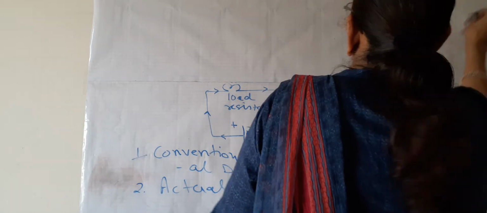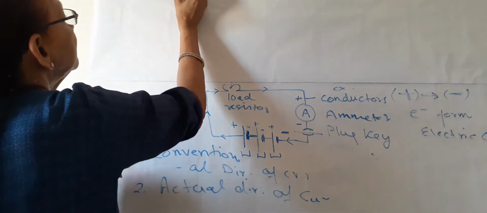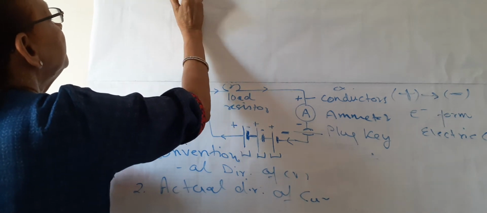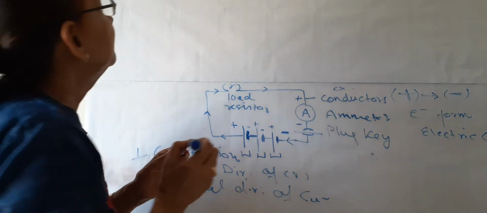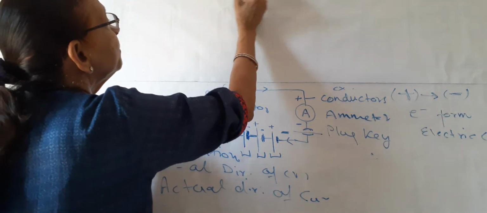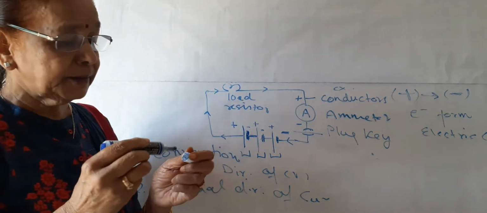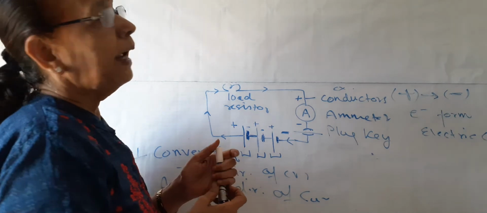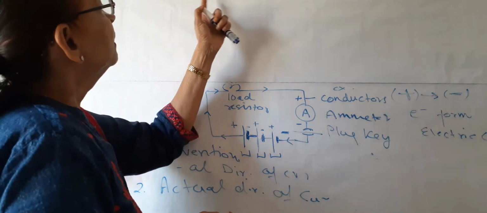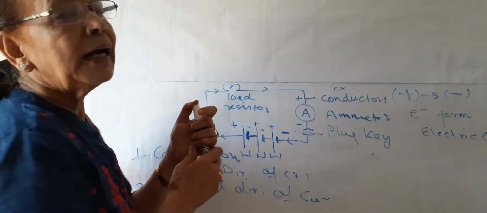The electric current. The symbol of electric current is capital I. This is the symbol of electric current, and its unit is ampere. Ampere, after the name of a scientist. What is the name? Henri Marie Ampere. So on the name of the scientist, the unit of current is ampere and its symbol is I.